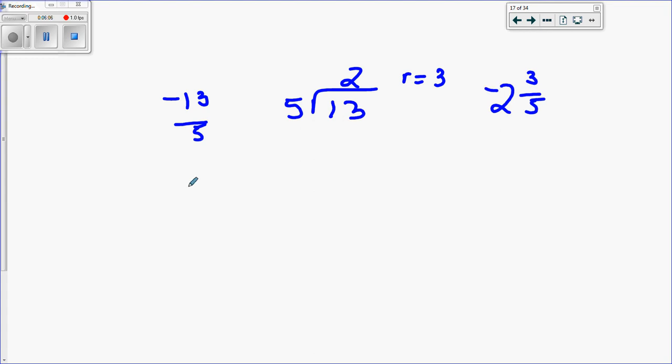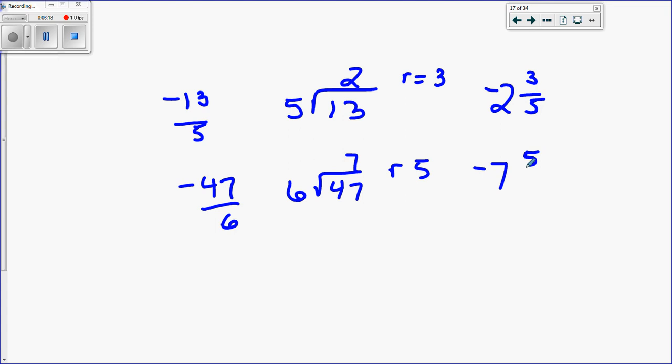And let's say I did negative 47 over 6. So 6 goes into 47 7 times with a remainder of 5. So this would be negative 7 5/6. Okay, so you're just going to divide. You always divide the denominator into the numerator. Okay, that's the biggest mistake that students make.